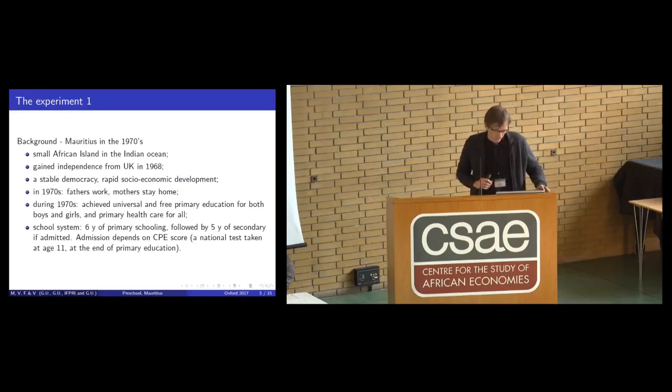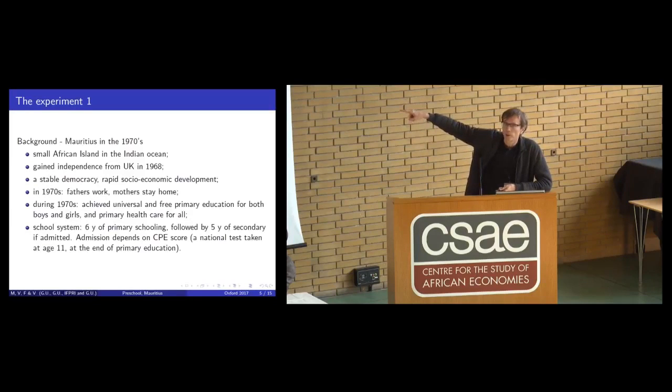So here's a little bit of background about Mauritius in the 1970s. I guess you all know this. It's a small African island in the Indian Ocean. It gained independence from the UK in 1968. Stable democracy, rapid socio-economic development, and very important for us, in the 70s, fathers worked, mothers stayed at home. Okay? It was a country that achieved very rapidly, already during the 1970s, universal and free primary education for both boys and girls, and primary health care for all people.